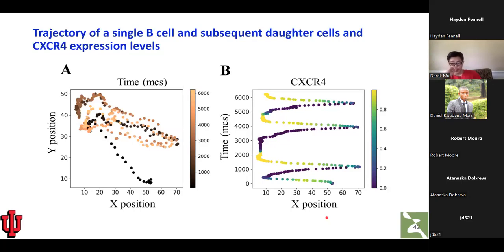So using this code, we can now generate plots using our data. On the left in figure A, we have the trajectory of a single B cell lineage where the location of the B cell is depicted similar to a Cartesian plane with X and Y position. And the change in the color indicates the change in time or MCS. And using the color bar here on the right, we can see that as time progresses, the color of the dots gets lighter. So it starts down here and the cell moves back and forth and ends up here.